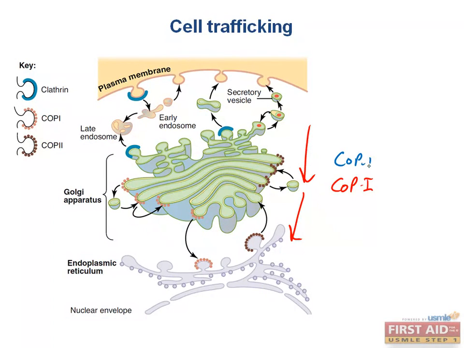COP2, or coat protein 2, does just the opposite. It causes anterograde transport from the rough ER towards the Golgi, or from the cis Golgi towards the trans Golgi, so everything in this direction. You might have your own way to remember these, but I like to think of it like number 1 is symbolic of the beginning, like the starting point. So COP1 goes towards the beginning, and COP2 goes the other way.